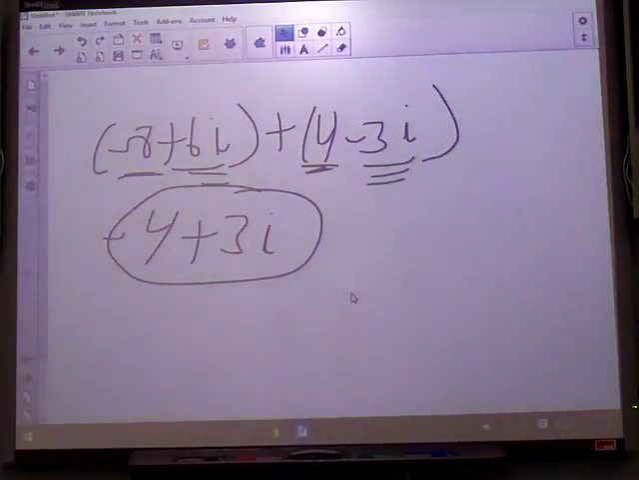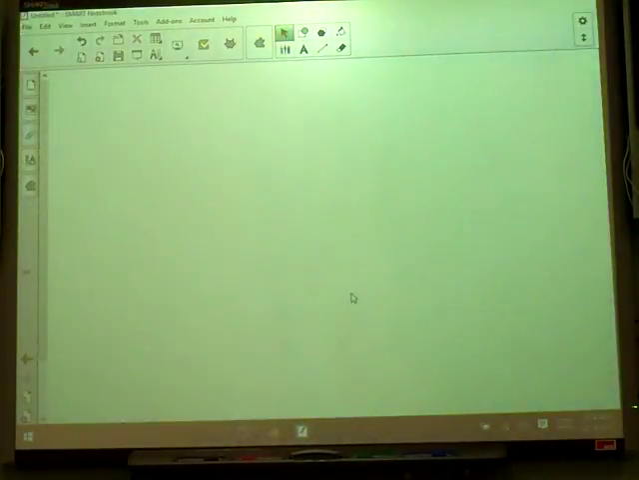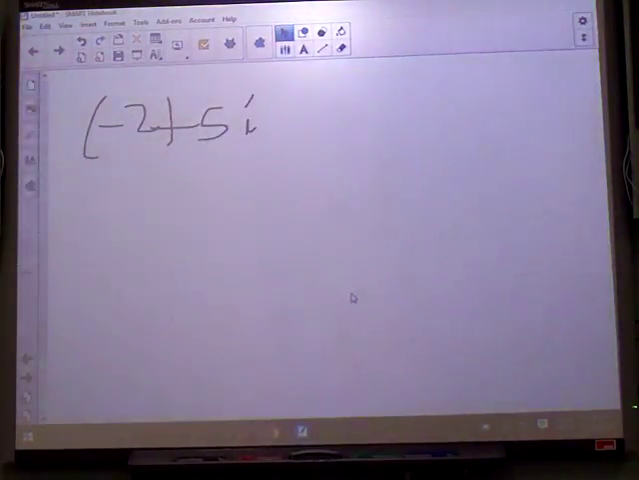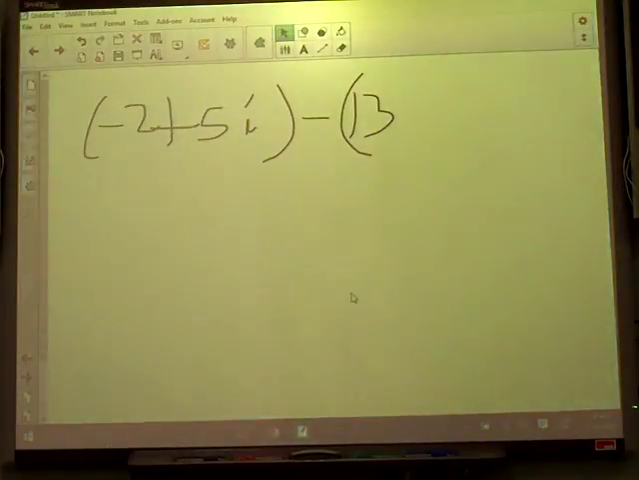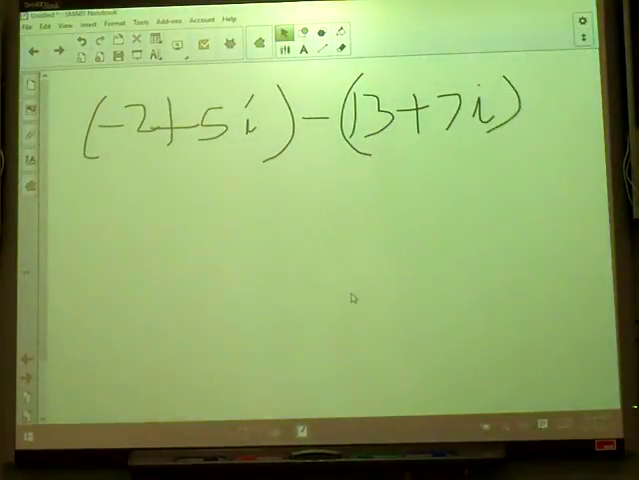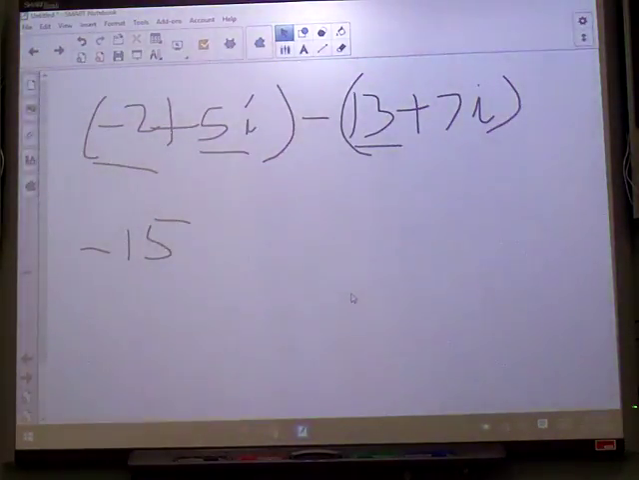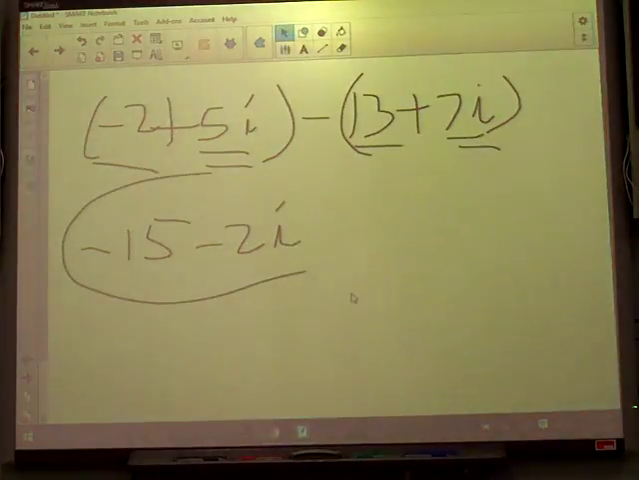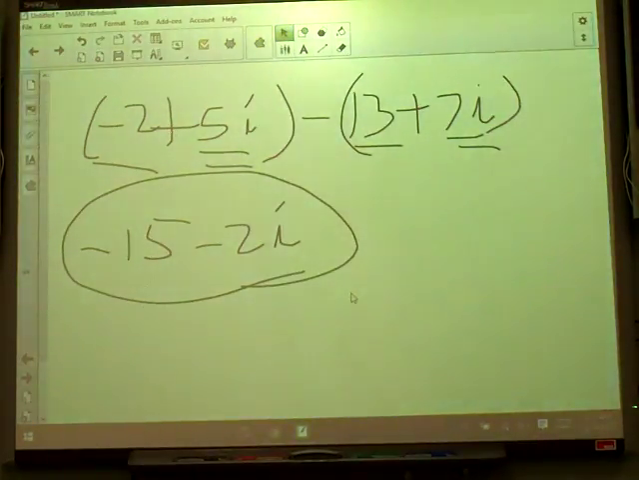116 next. Looking at 116, I've got -2 plus 5i minus, change to subtraction here, 13 plus 7i. So -2 minus 13 is -15. 5i minus 7i is -2i. That's all you did.